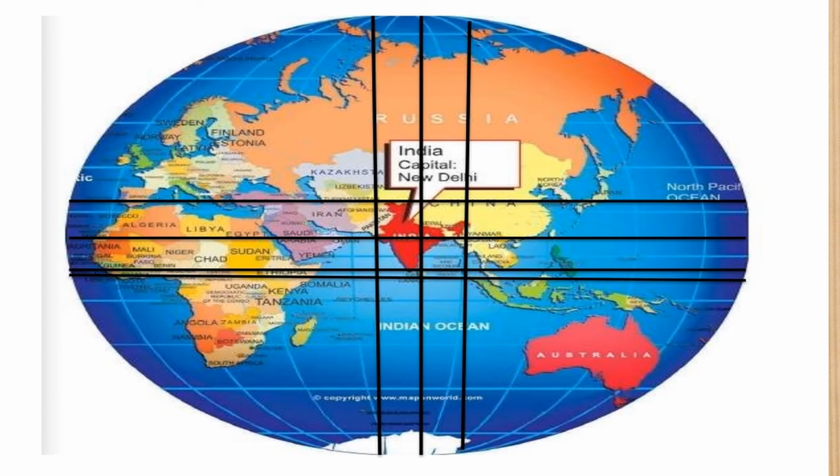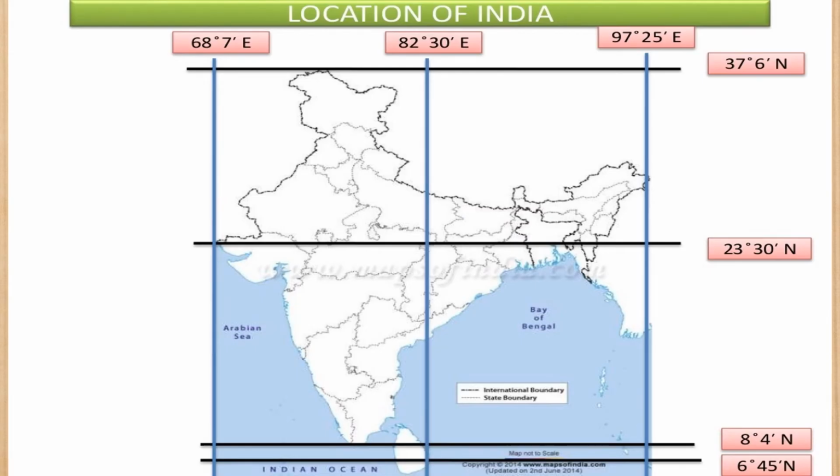The northeast hemisphere. So coming to the location of India, we know that India is located at 8 degrees 4 minutes north of the equator. So if you're going to be a bit careful, I'll show you. India is located at 8 degrees 4 minutes north of the equator, and its northern extent is at 37 degrees 6 minutes north of the equator.